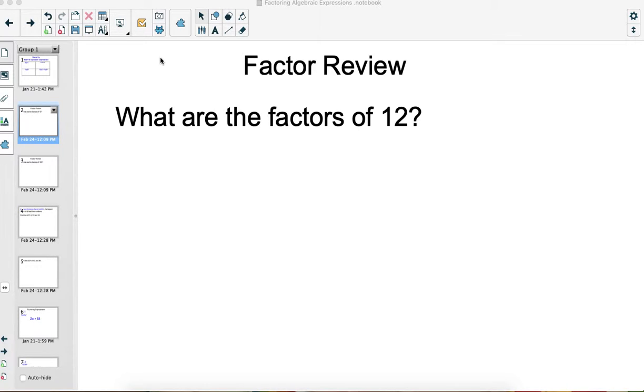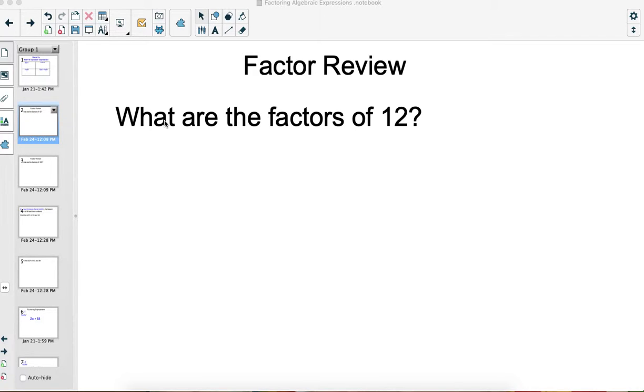So what we're going to do today is review a little bit about factors and greatest common factor, and then we're going to have notes on factoring algebraic expressions. I don't want you guys to fall behind the other classes, so follow along here. Let's maybe do these on a separate piece of paper or a whiteboard. It's more of a warm-up review.